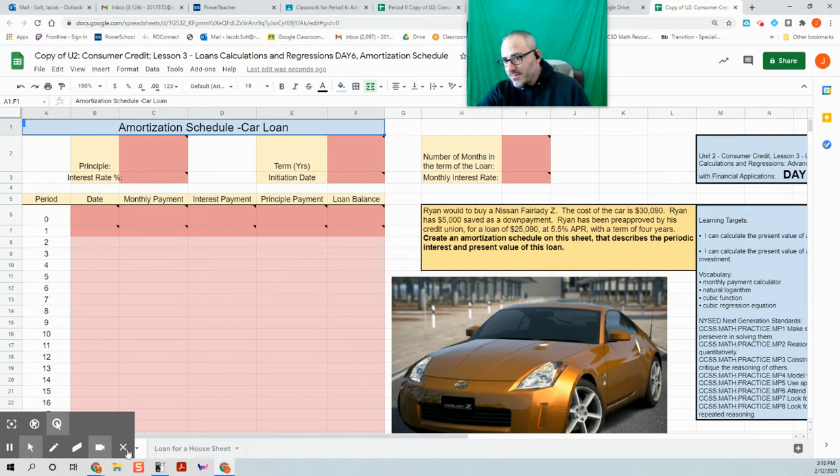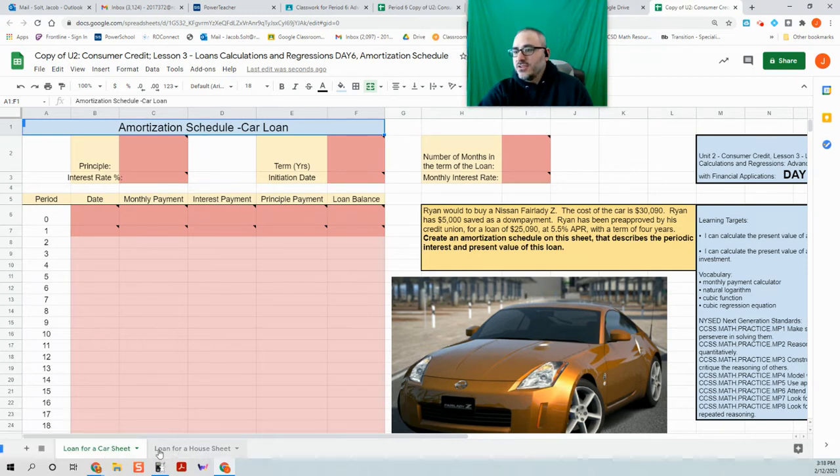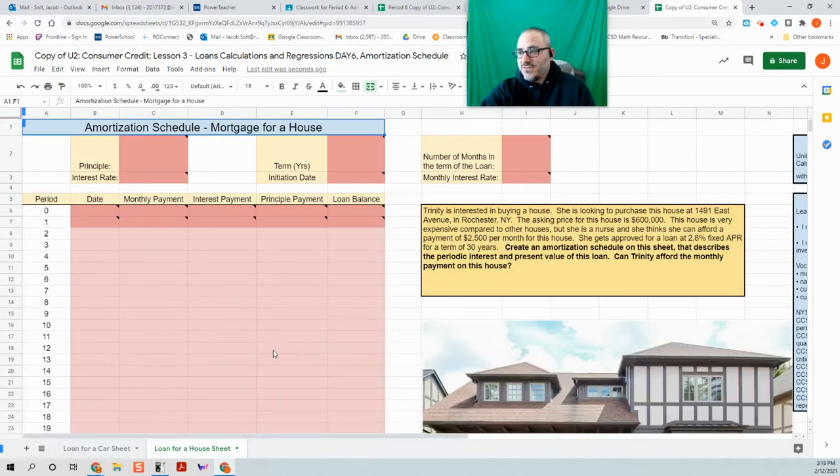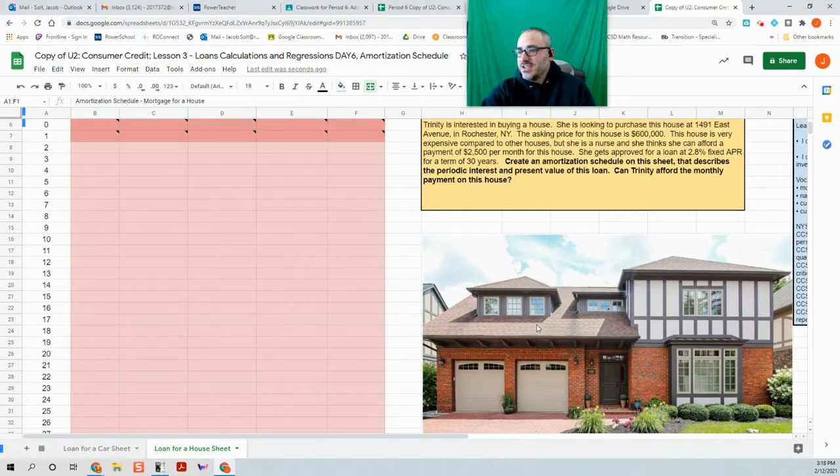All right, there are two sheets here. There is the car sheet. That's the one we did in class. Then there's the house sheet. If you click on that, right, there's the house sheet.